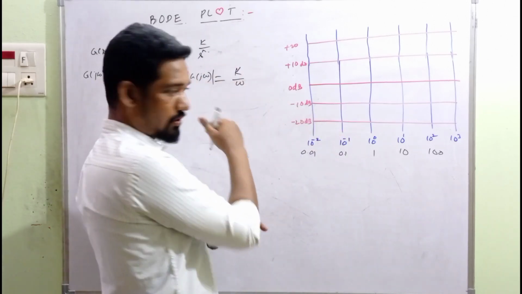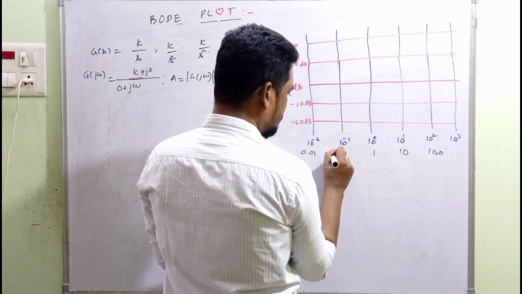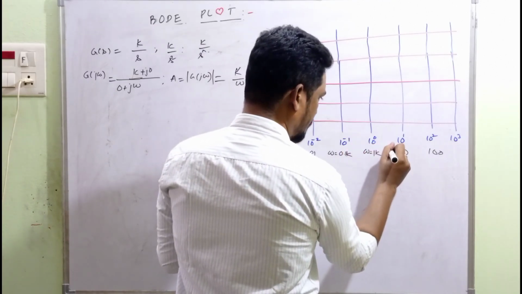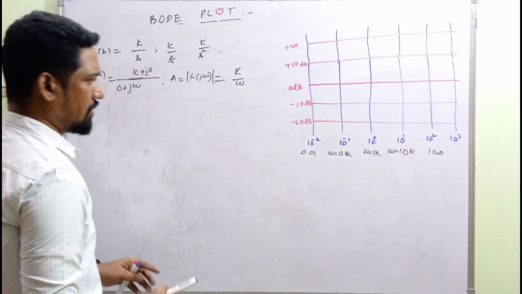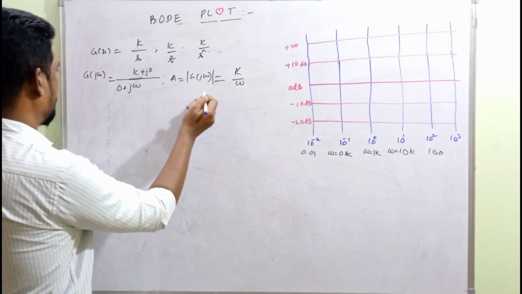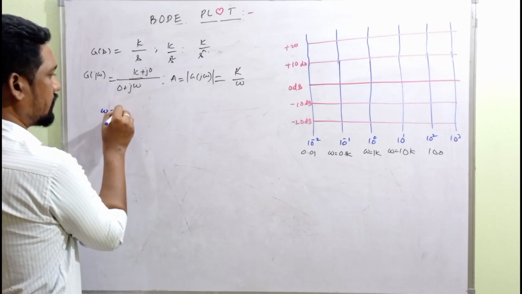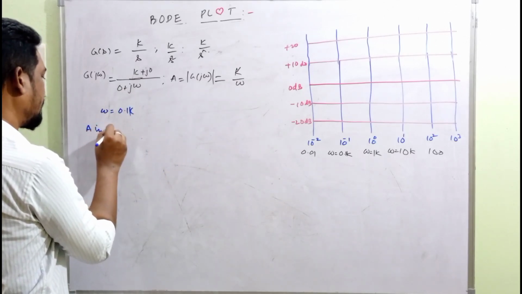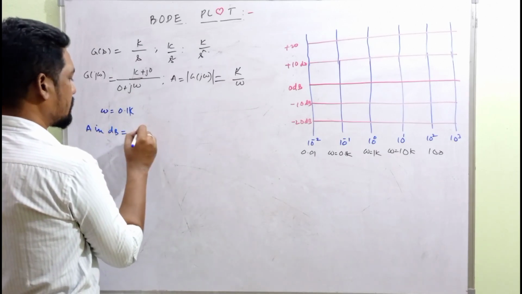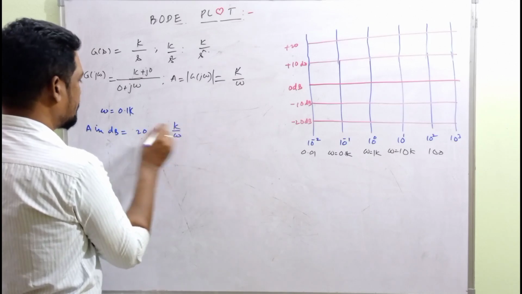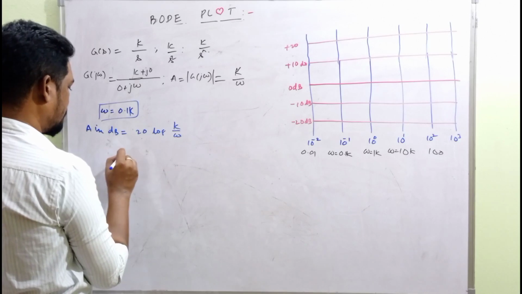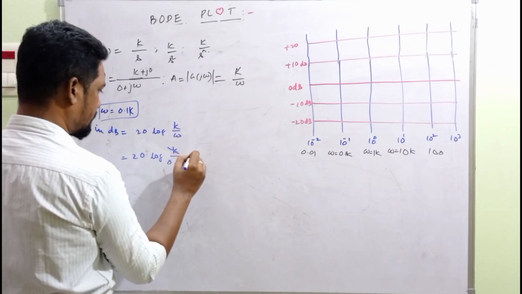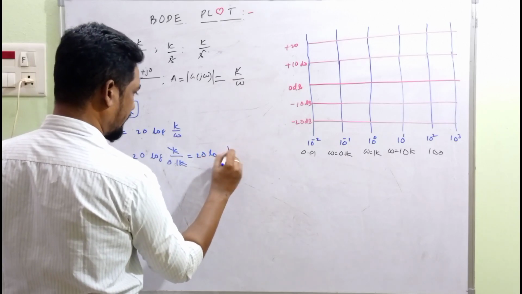Now, according to the given function, let omega be equal to 0.1K, omega equal to 1K, and omega equal to 10K. Let's see what happens if the scale is arranged according to that. So now come back to the function. Now plugging in omega equal to 0.1K. The gain magnitude A in dB, expressing magnitude in dB, is 20 log K by omega, and plugging in this value, it will be equal to 20 log K by 0.1K. So K gets cancelled, so it's 20 log 1 by 0.1.